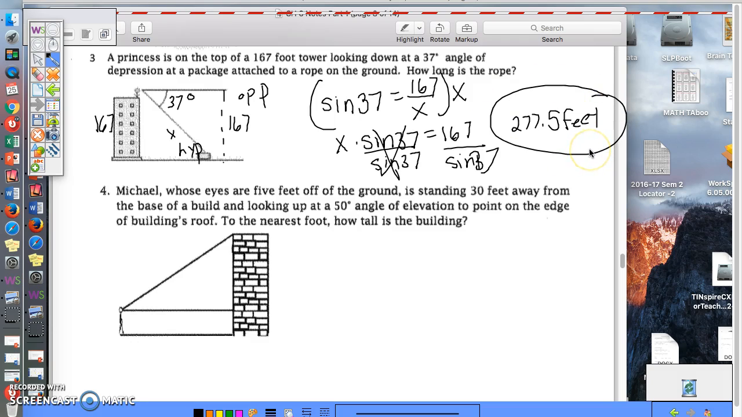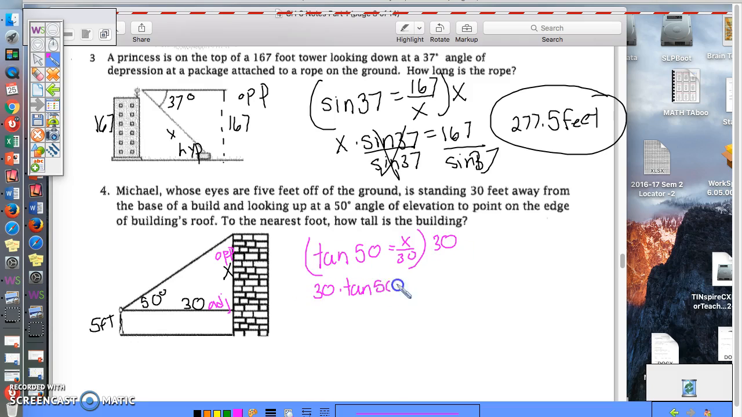And then this last one, Michael, whose eyes are 5 feet off the ground, is standing 30 feet away from the base of a building. So he's 30 feet away. He's looking up at an angle of 50 degrees to the nearest foot. How tall is the roof? Well, let's see. So this is the opposite and adjacent. So tangent. So the tangent of 50, x over 30, multiply by 30. So we have 30 times the tangent of 50 equals x.